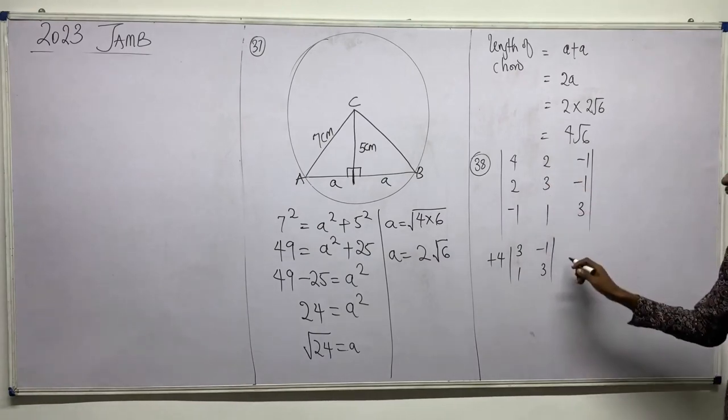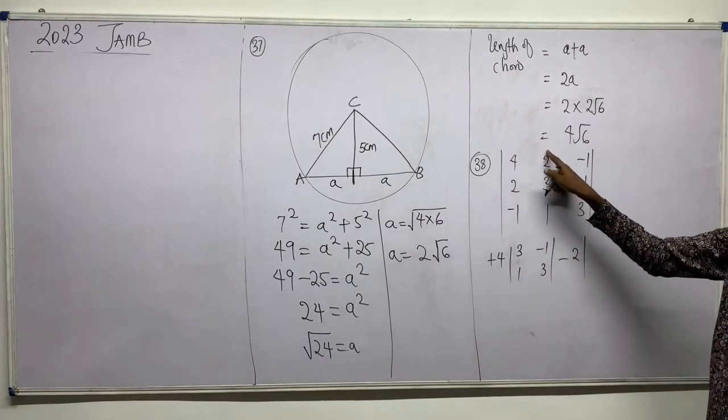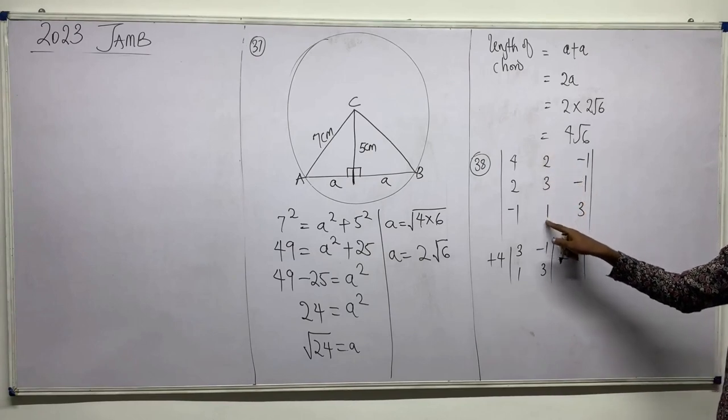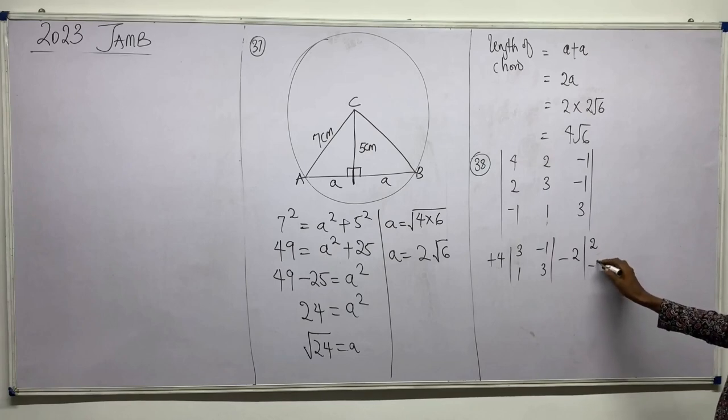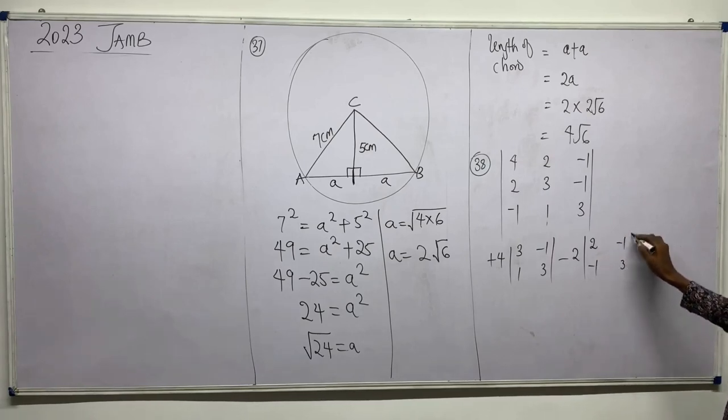Now, this is 2, right? So this is minus 2. Eliminate this very column and eliminate this very row. What will be remaining? 2, minus 1, minus 1, 3.